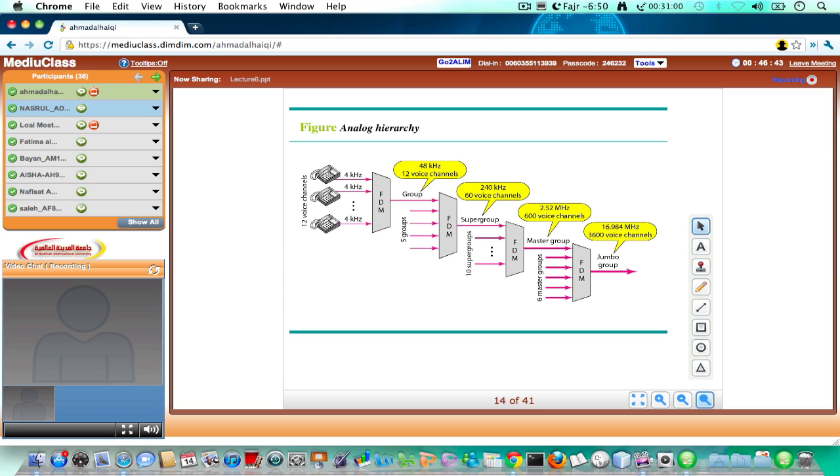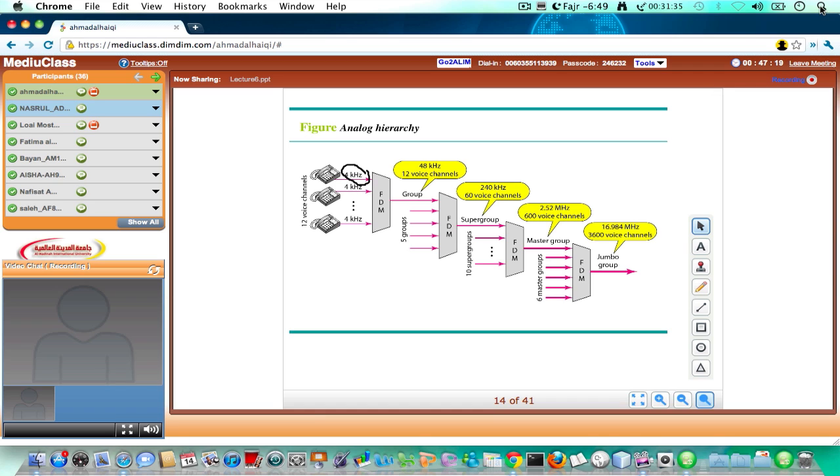Analog hierarchy. Usually the telephone companies use a hierarchy of this multiplexing. Means they don't multiplex once, they multiplex once, then multiplex twice, then multiplex thrice, maybe. So we have, for example, these voice channels of 4 kilohertz, voice signals that will need just 4 kilohertz, because the channel that will take a voice signal needs just to be of a range of 4 kilohertz wide.